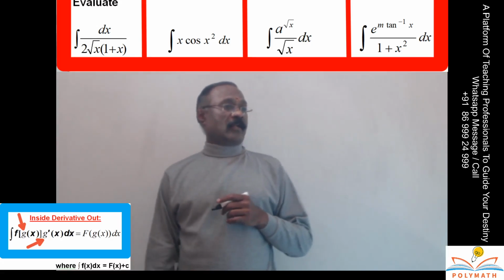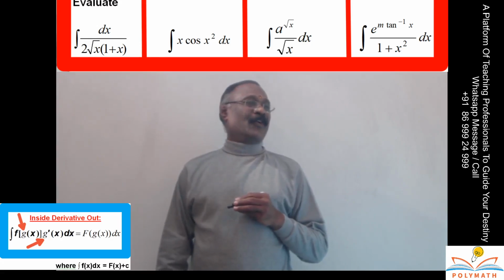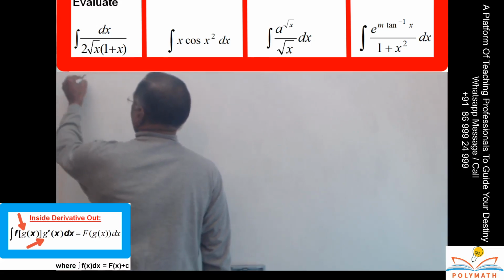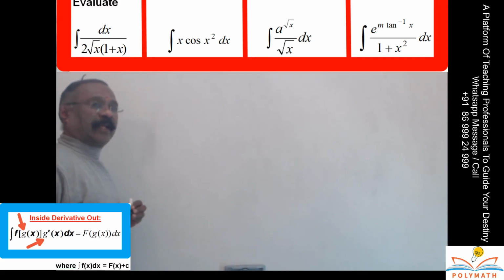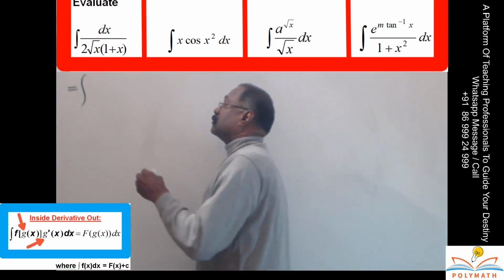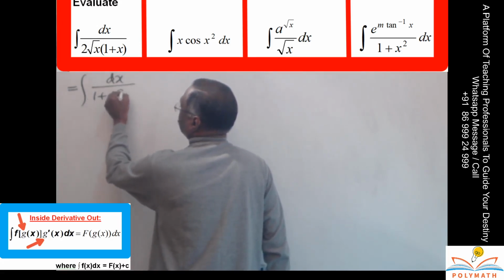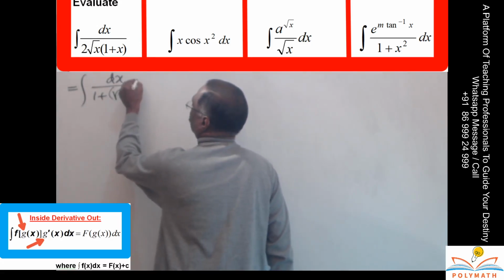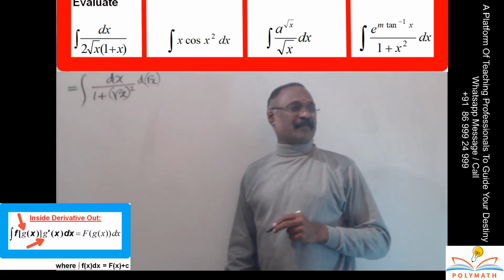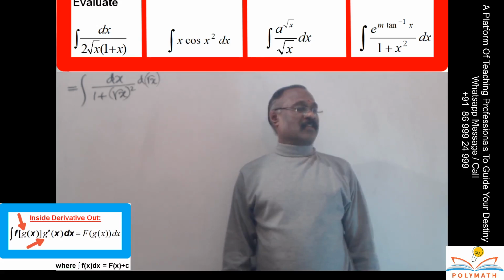So the first one is integral dx by 2 root x into 1 plus x. Write that 1 plus x simply like this. It is integral of dx divided by 1 plus root x whole square into derivative of root x. Just check it out. It is a direct problem. No need to write any adjustment there.